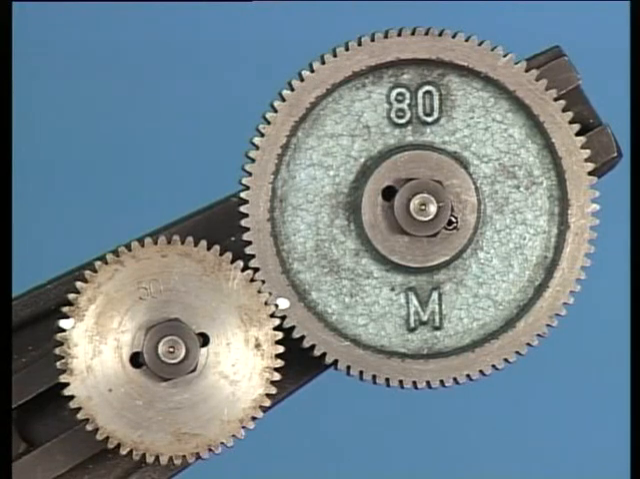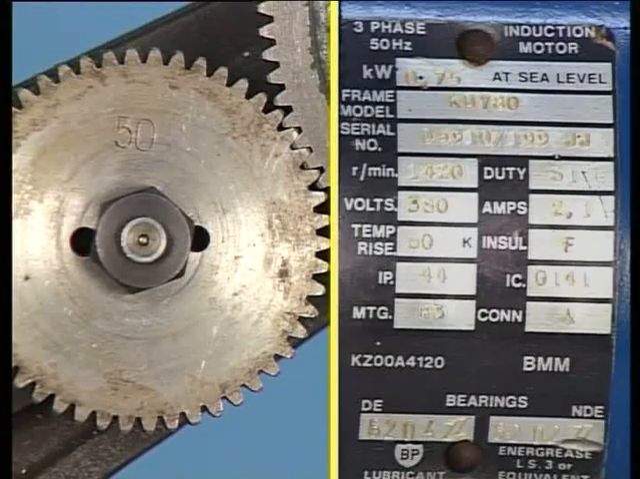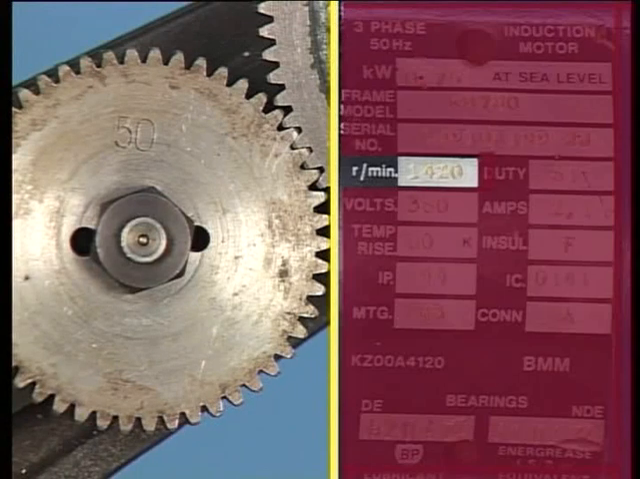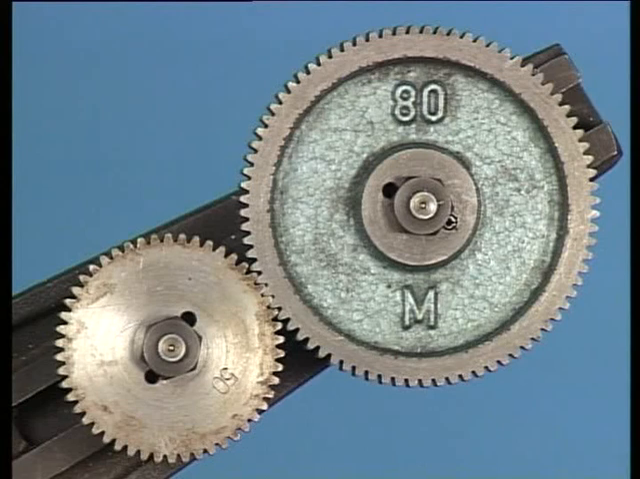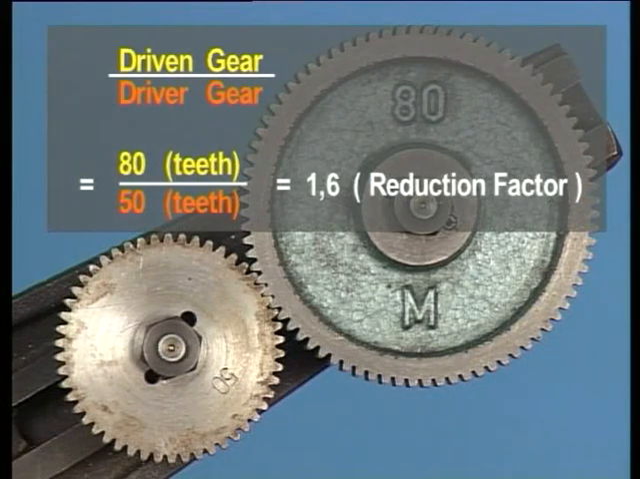full revolution. Let's assume that our drive gear is to be powered by an electric motor that has a rated shaft speed of 1,420 revolutions per minute. What will the driven gear's speed be in RPM? To calculate this, we first divide the number of teeth on the driven gear, 80, by the number of teeth on the driving gear, 50. This calculates to a figure of 1.6, and this we call the reduction factor.